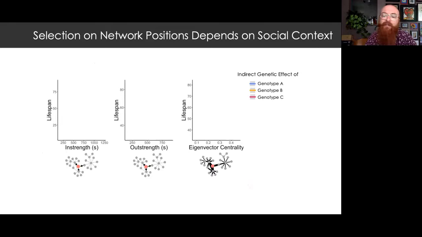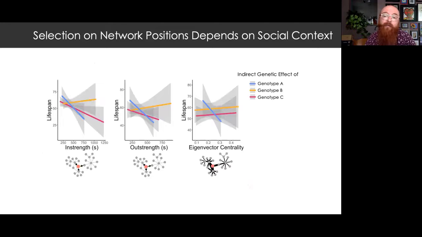We didn't find evidence of network position impacting females' lifetime offspring production. We did, however, find selection operating on measures of network position, shown on the x-axis, via our fitness component of females' lifespan, shown on the y-axis. And these selection gradients varied depending on indirect genetic effects of which genotype females were paired with.